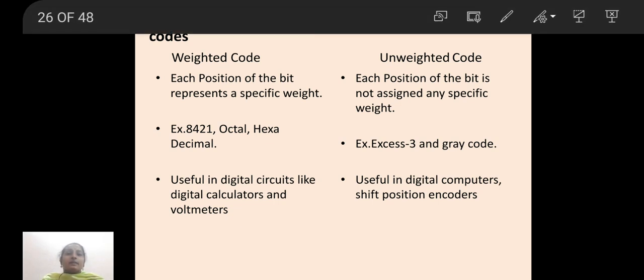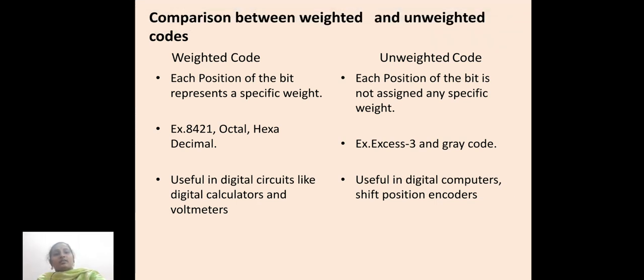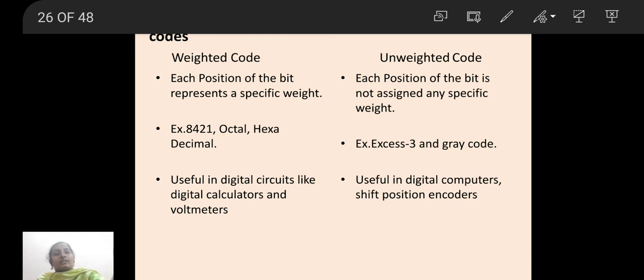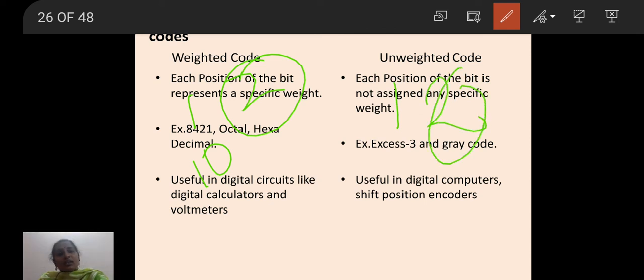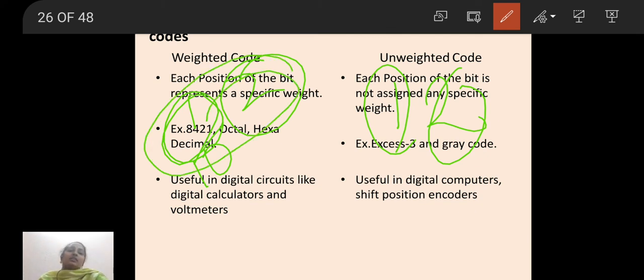Each position of the bit represents a specific weight in weighted code. But in unweighted code, each position of the bit is not assigned any specific weight. For example, here one digit in a hexadecimal number is like this: 2 indicates 2 only, and in 12, 1 is equal to 10, finally it becomes 12. But in unweighted codes, 1 2 means 1 and 2 only, not 12. It is equal to 12, but it is 1 2 only.